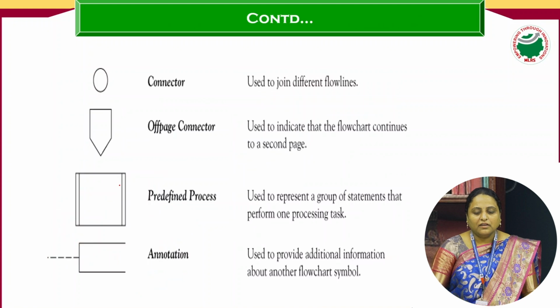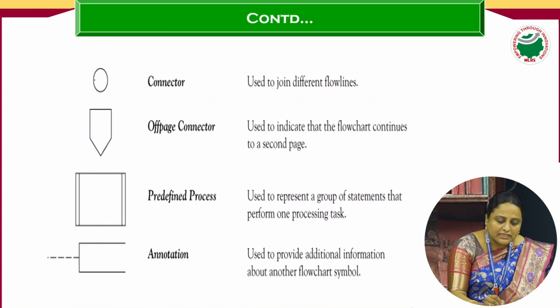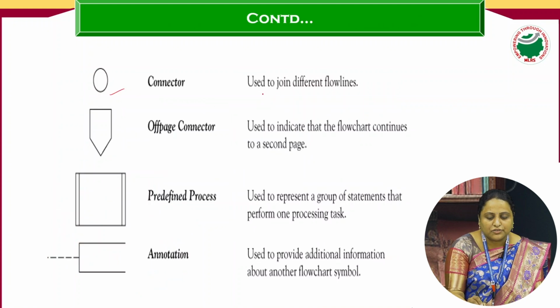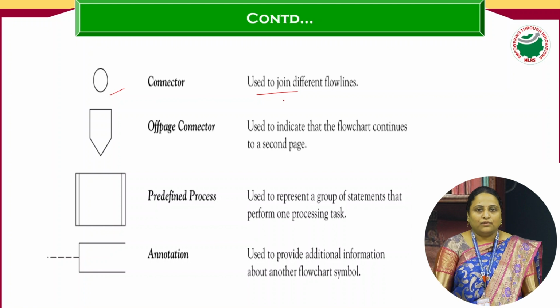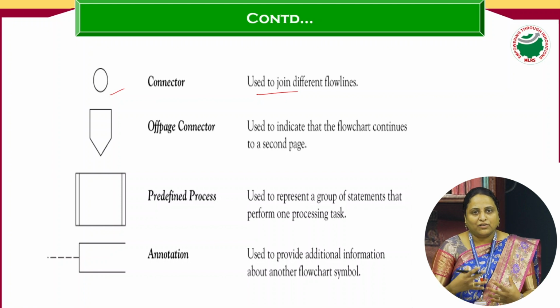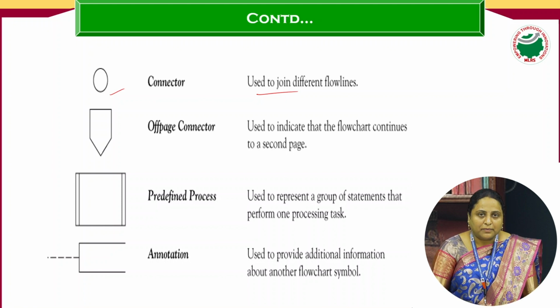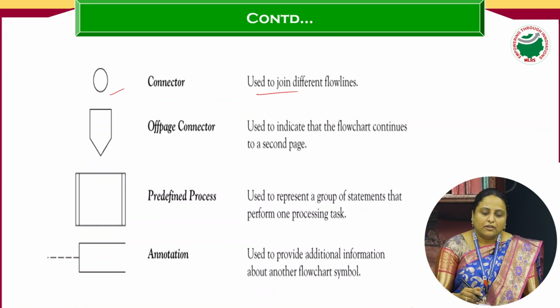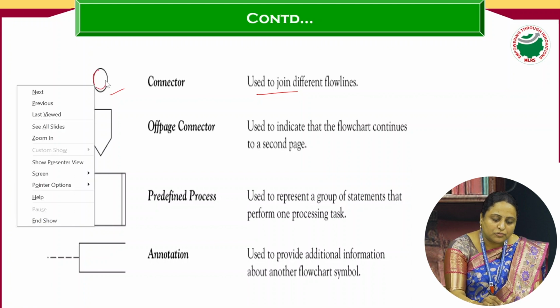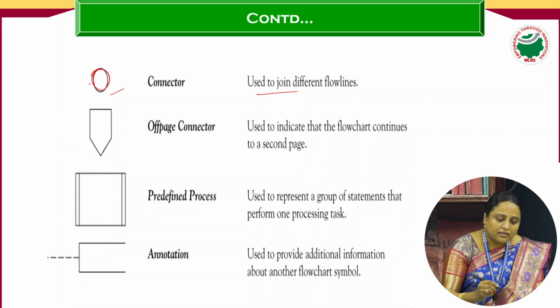And coming to the next one, that is the connector. A circle is called a connector. This is used to join different flow lines. Whenever your flowchart contains different parts or different paths, those paths can be connected through this connector symbol, a circle.